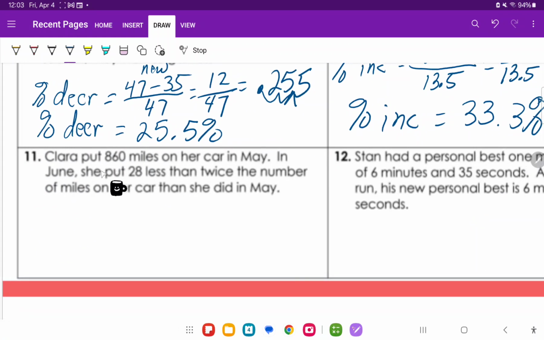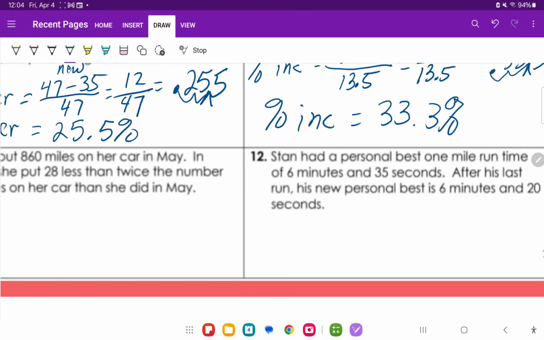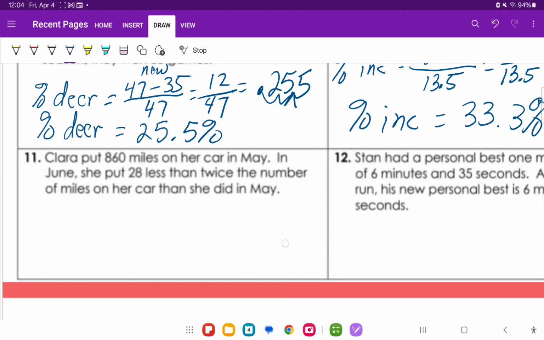Okay, two more in this little section. Clara put 860 miles on her car in May. In June, she put 28 less than twice the number. Okay, we're going to skip the last two.